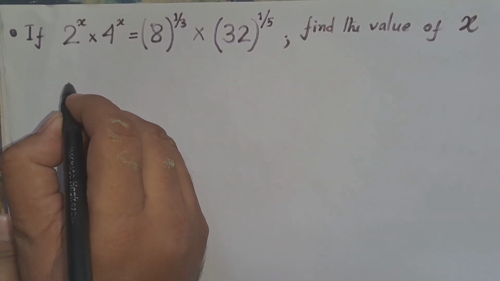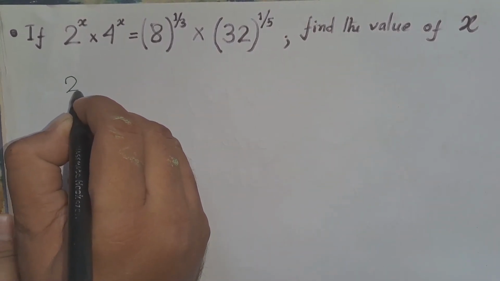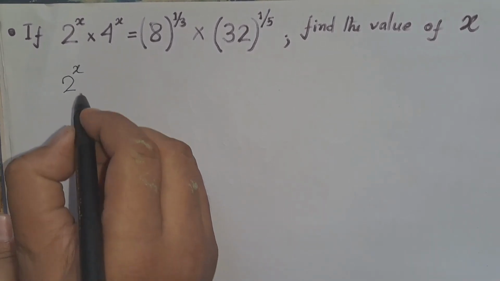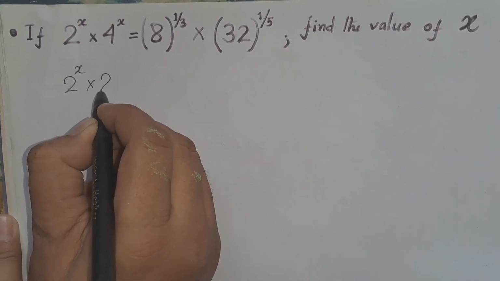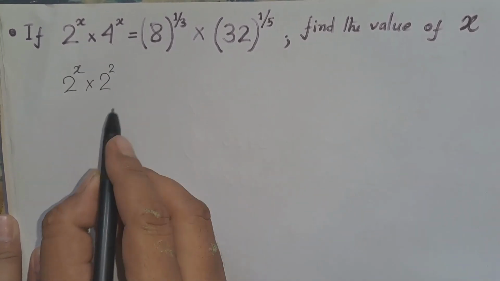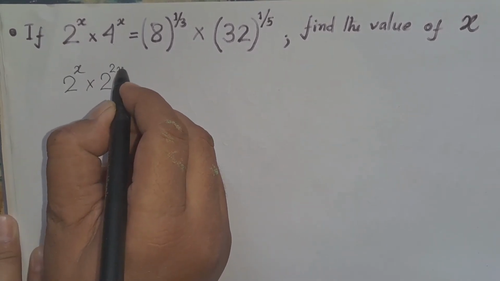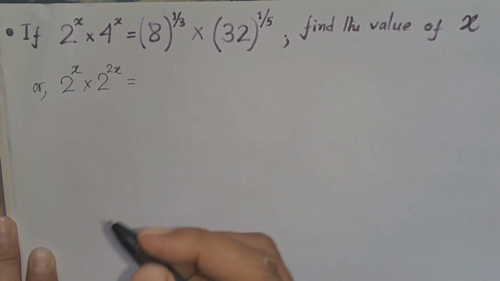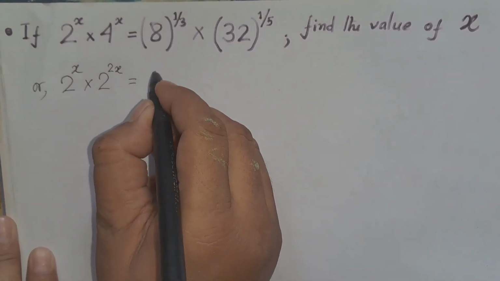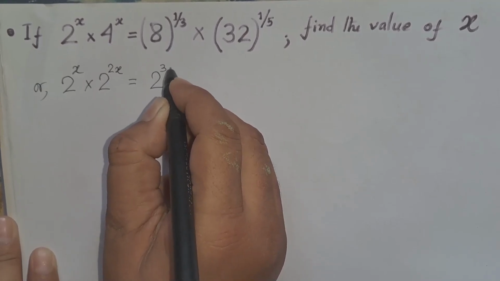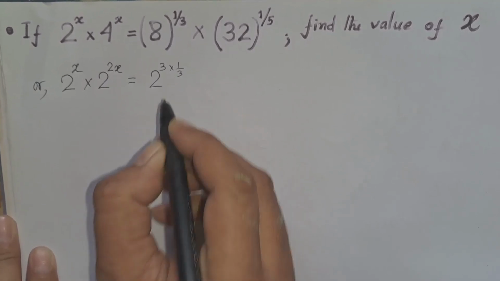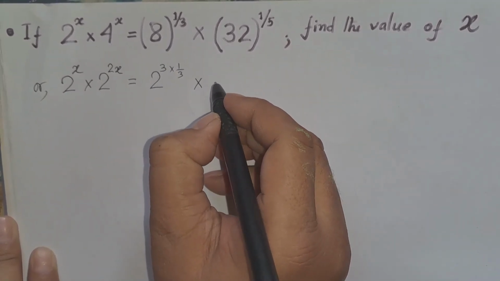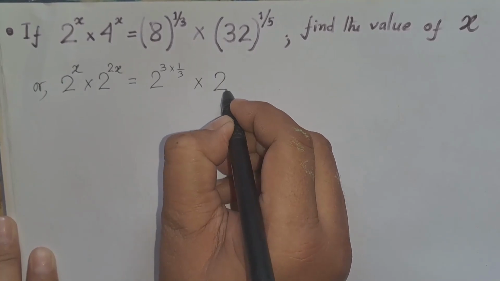Now the next one, 2 to the power x into 4 to the power x equals 8 to the power 1 by 3, 32 to the power 1 by 5. Find the value of x. So 2 to the power x, we have nothing to do with this one, so I am writing this as 2 to the power x, but we could write 4 as the power of 2. So 2 square, and the x is also there, so 2 to the power 2x. Here we can write 8 as 2 with some power. So 2 cube, that is 8, and outside power is 1 by 3.